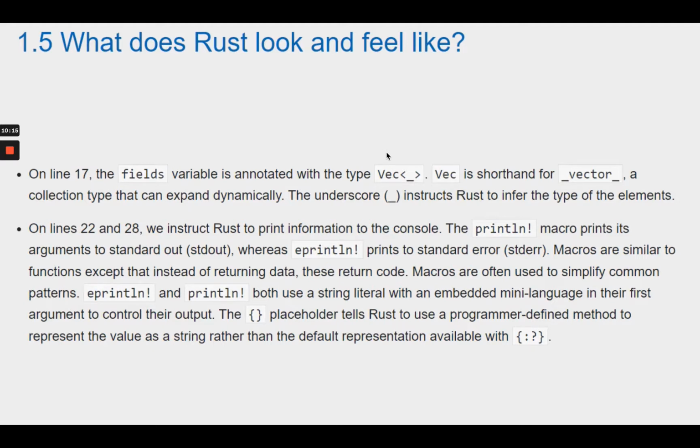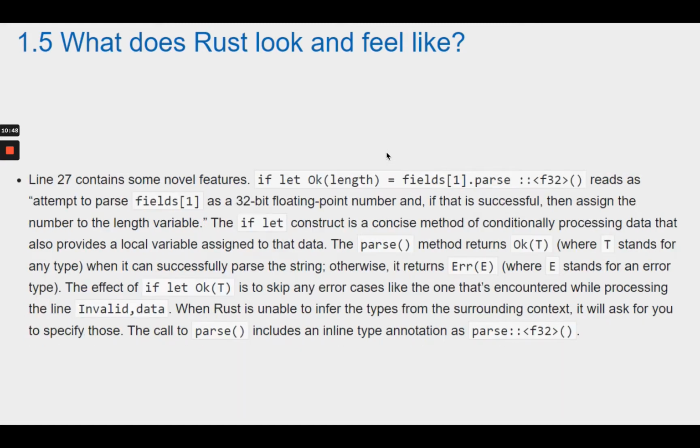Macros are similar to functions except that instead of returning data, these return code. Macros are often used to simplify common patterns. eprintln! and println! both use a string literal with an embedded mini-language in their first argument to control their output. The braces placeholder tells Rust to use a programmer-defined method to represent the value as a string rather than the default representation available with these characters.